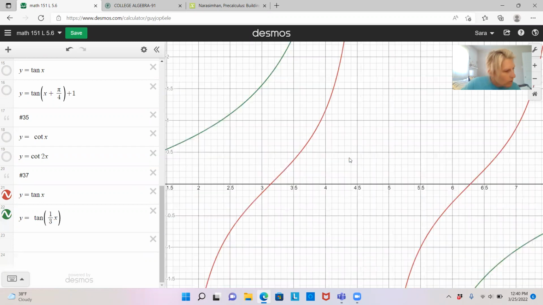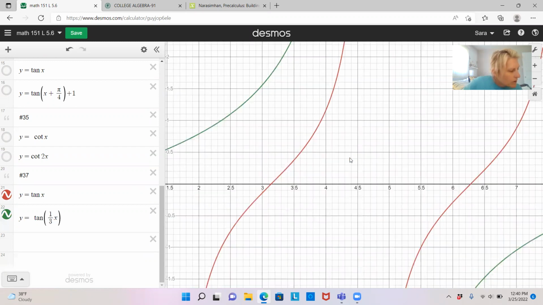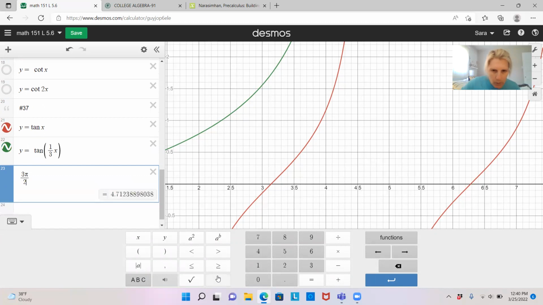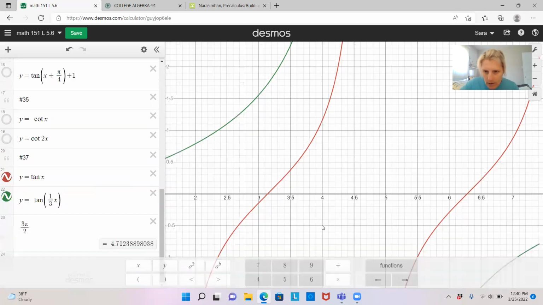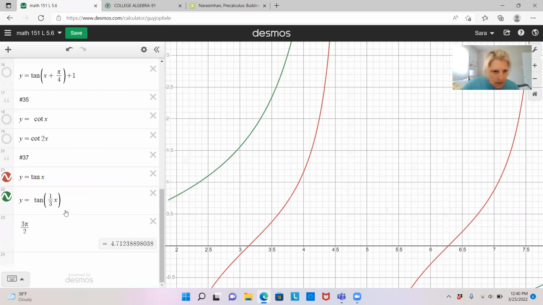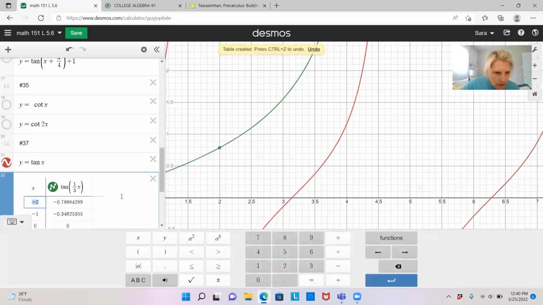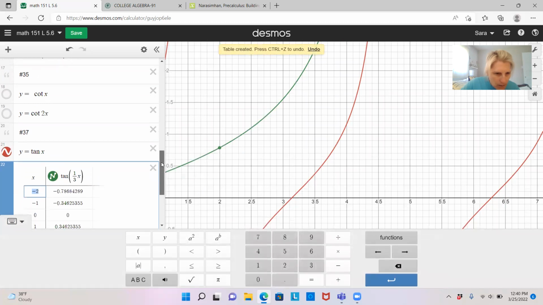Because 3 pi over 2, we can see where the horizontal shift is at 3 pi over 2. And 3 pi over 2 is 3 times pi divided by 2. You can find out what that number is. It's 4.71. So we could make a table and see what the asymptote is at.